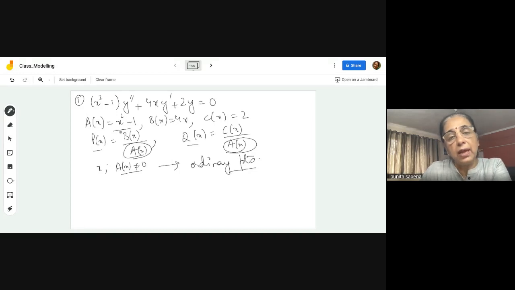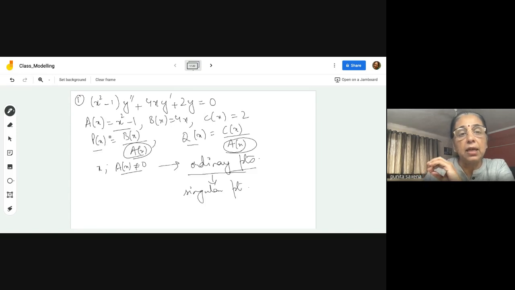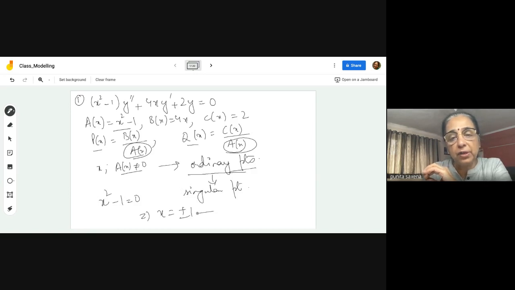Now, the point is that when I am given a differential equation, it's easier for me to find the points for which a(x) is 0 rather than talking of those points for which a(x) is not 0. That is why we say that any point which is not an ordinary point is a singular point. Is this clear? In this case, my a(x) is 0 when x² − 1 is 0, that means x is equal to ±1. That means for my given differential equation, x = ±1 are my singular points.